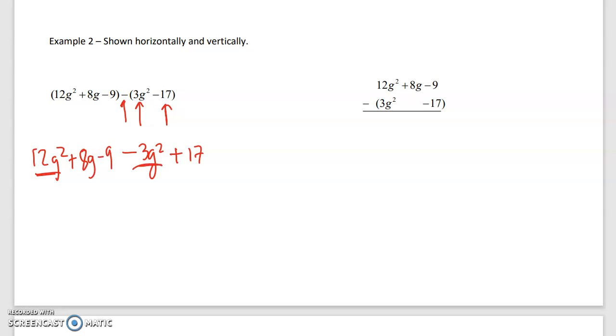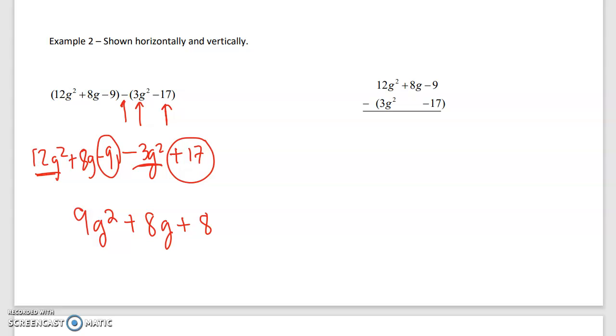And combining my like terms, I would get 9g squareds. I don't have a like term with the 8g, which is okay, it just comes in the middle. And then negative 9 plus 17 is positive 8. So that's our simplified answer written in standard form.